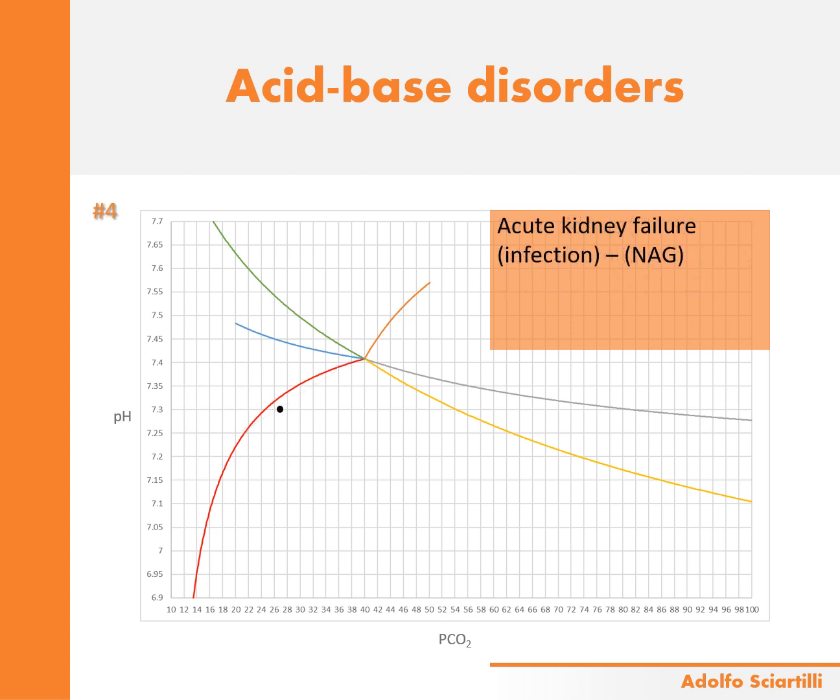This guy here is affected by an acute kidney failure, due to ascending urinary tract infection. His blood gas analysis shows metabolic acidosis with compensation, and a normal AG, due to bicarbonate loss from the kidneys. Bicarbonate is here replaced by chloride ion.